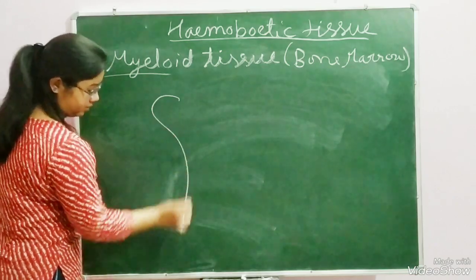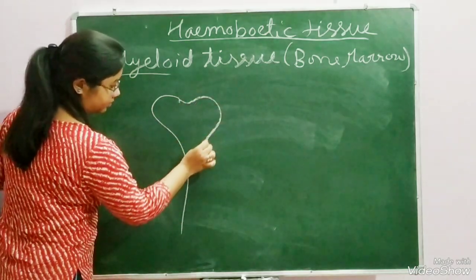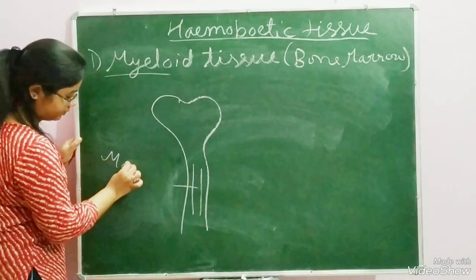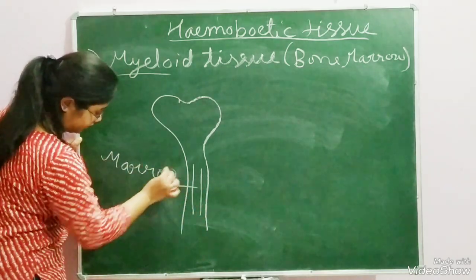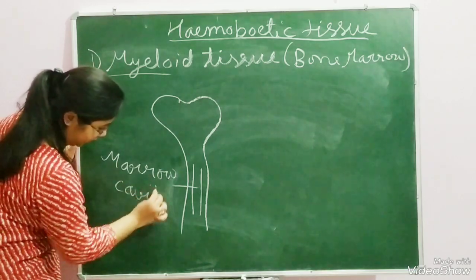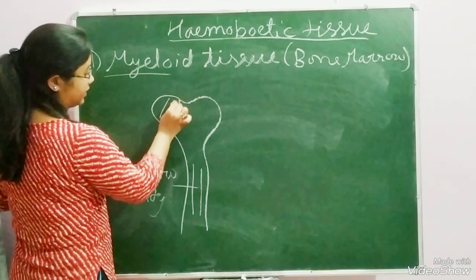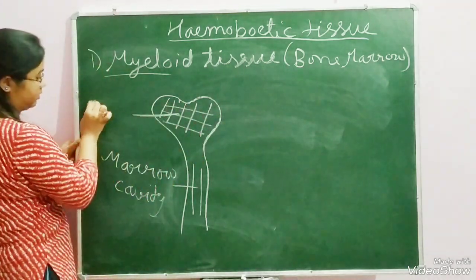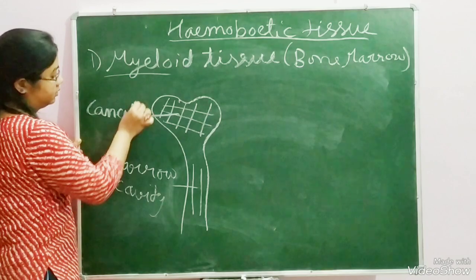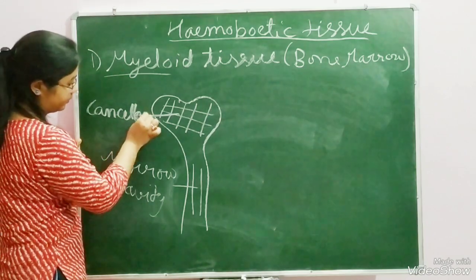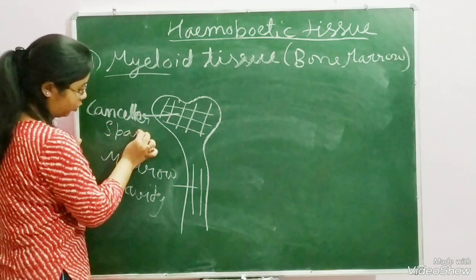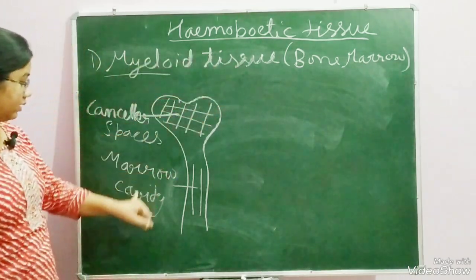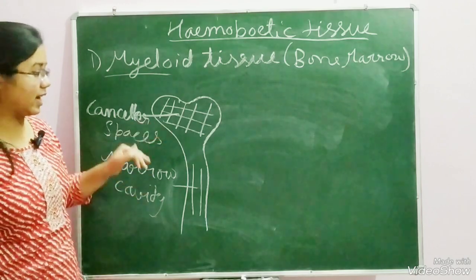This is the bone. This is the marrow cavity of the bone. This is the marrow cavity. And these are the cancellous spaces of bones. Now, this myeloid tissue is found in this marrow cavity and cancellous space.